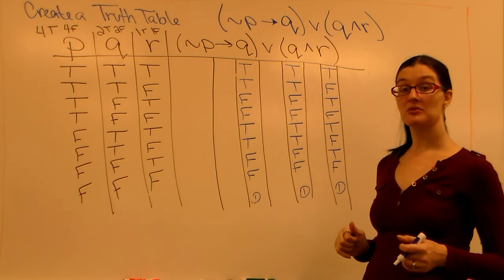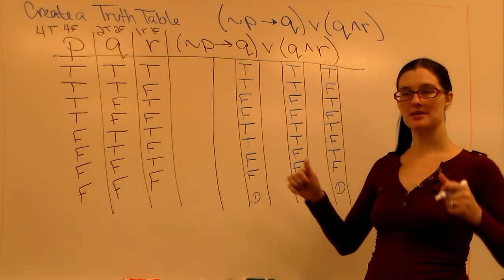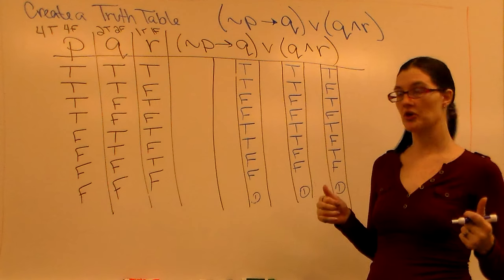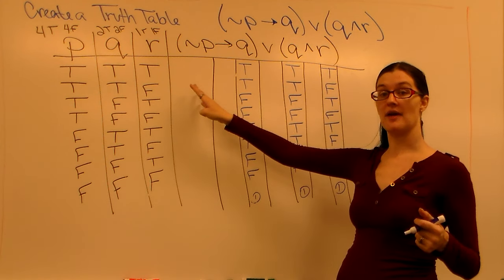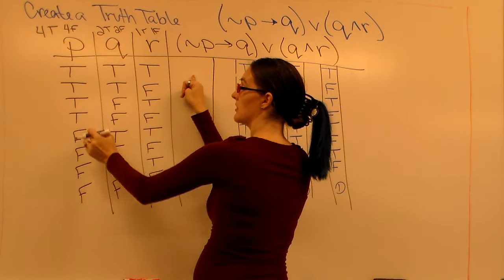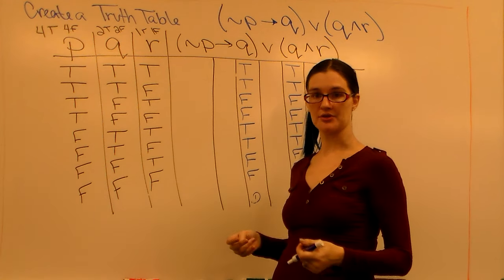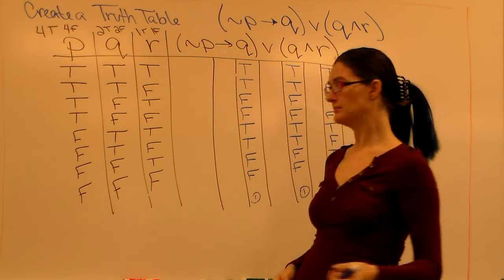And then you're going to do the ones that are your negations, your simple things. All you're doing is reversing it. You don't have to think of any rules. You don't have to have anything memorized. You're just reversing the truth value. So we have not P. We're going to take P's column, and we're just going to reverse the truth value. Where it is true, we're going to put false. Where it's false, we're going to put true.